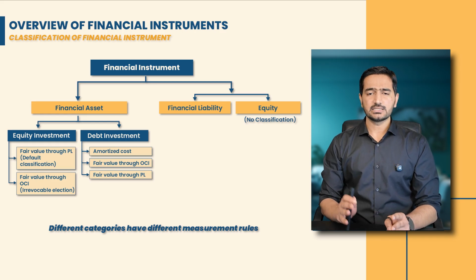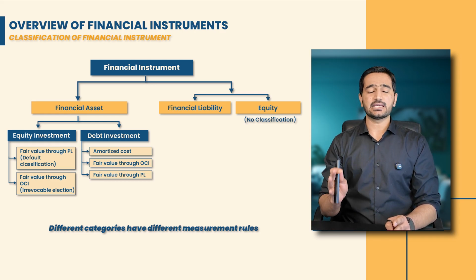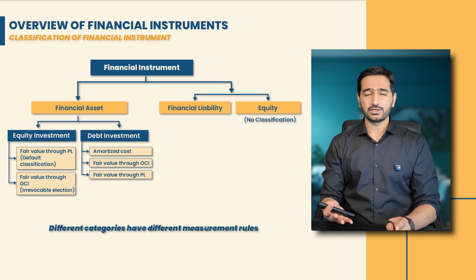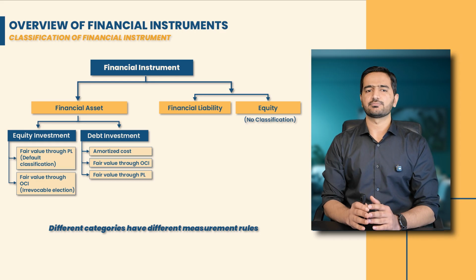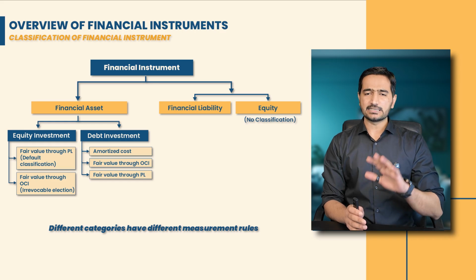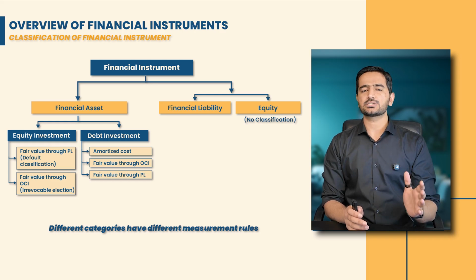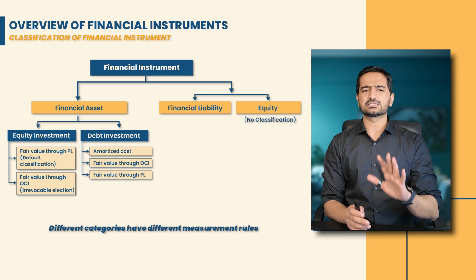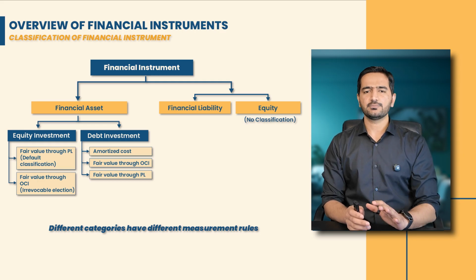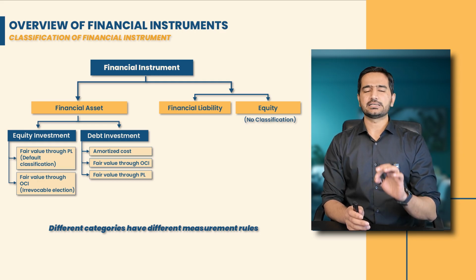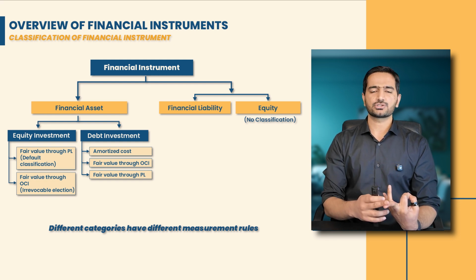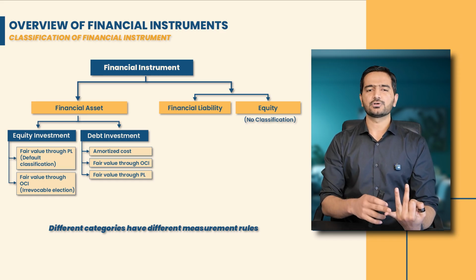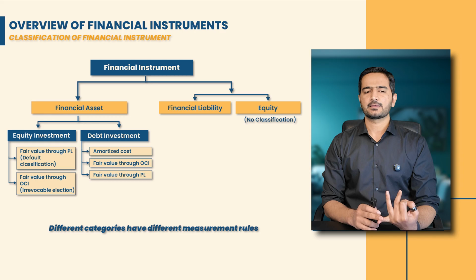My friends, the business model test and the SPPI test are the foundation of the classification of debt investment under IFRS 9. And we will dedicate an entire lecture to these two tests, so don't worry about the details just yet. For today, just appreciate that for debt investment there are three possible classifications: amortized cost, fair value through other comprehensive income, or fair value through profit and loss.